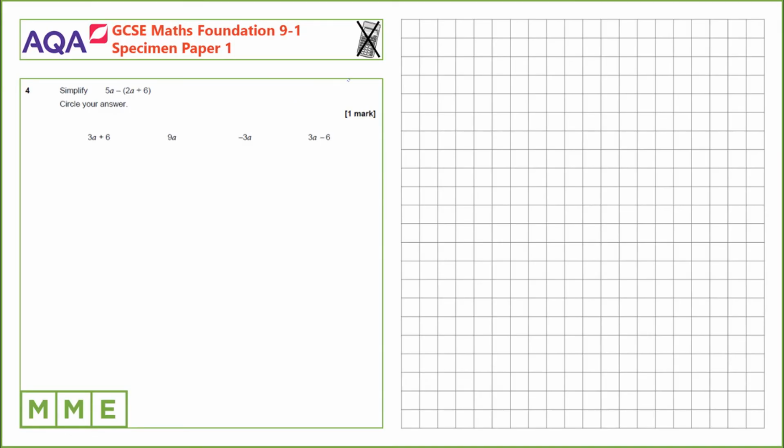Question 4. Simplify 5a minus (2a plus 6). Circle your answer. The thing we have to remember here is we've got this negative in front of the bracket. What this is, is a coefficient of -1 that just isn't written. So we need to expand this bracket. We'll have 5a. We have -1 multiplied by 2a. That's minus 2a. And -1 multiplied by positive 6, which is -6.